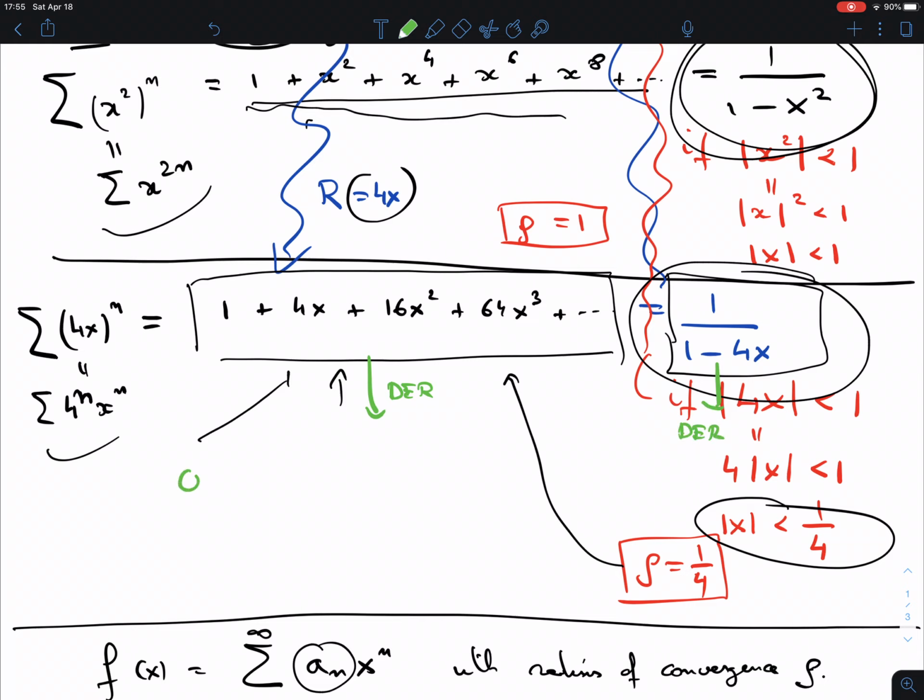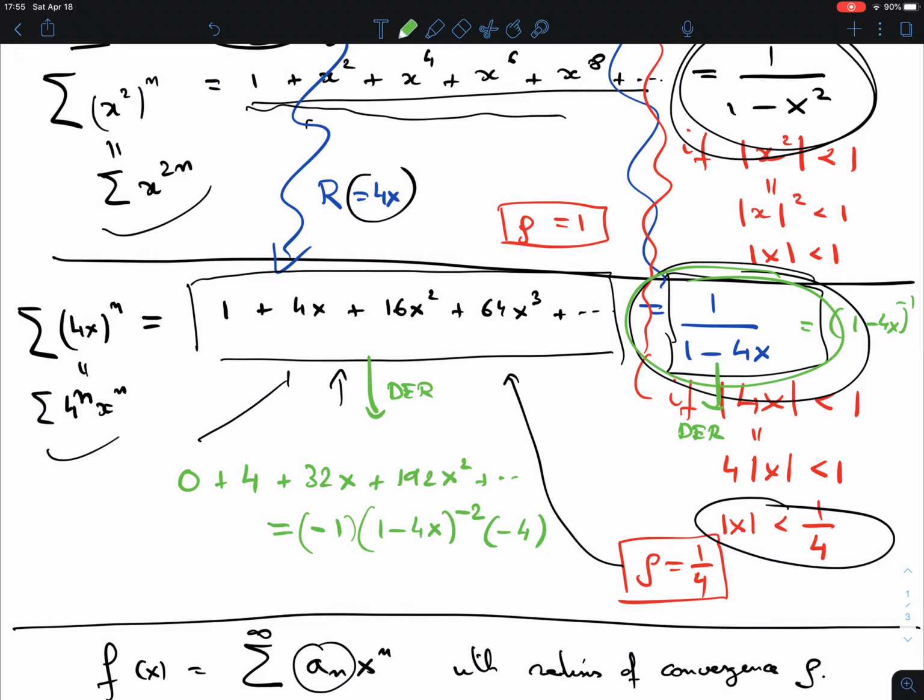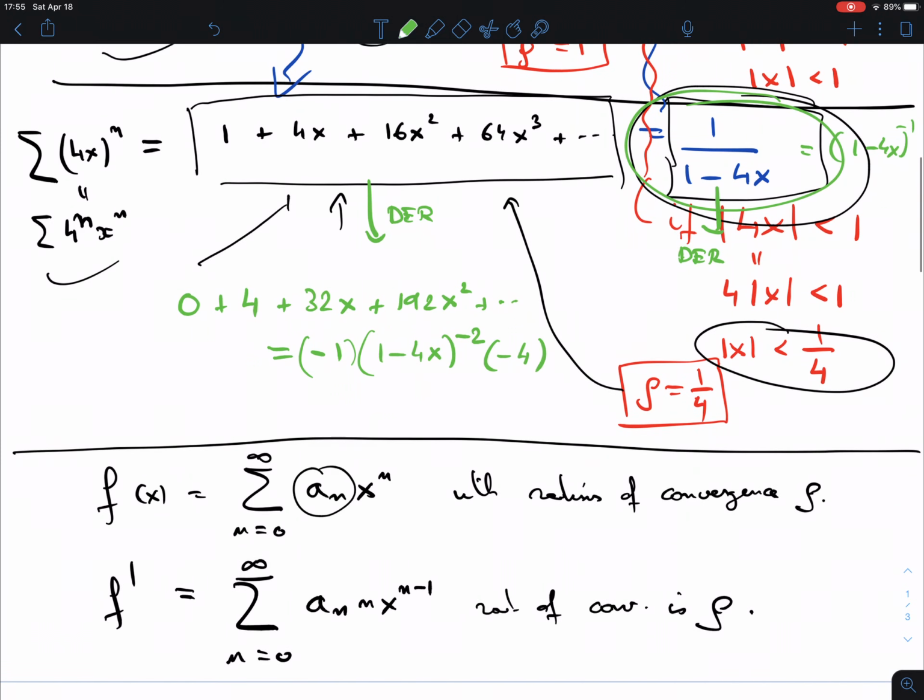If I take the derivative there, I get 0 plus 4 plus 2 times 16, 32x, plus 3 times 64, 192x squared, plus, and I'm not going to even bother with what the rest is, equals the derivative of this function, which is (1 minus 4x) to the power negative 1. So it's negative 1, the exponent comes down, then we subtract one from the exponent and multiply with the derivative of the inside function. You see where this negative 4 comes from? Okay. And what is rho? Well, rho is still the same. Rho was 1/4, so rho is again 1/4.